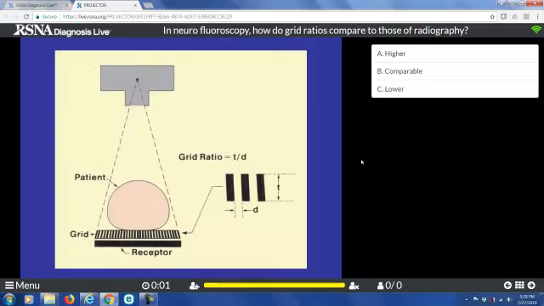In neurofluoroscopy, how do grid ratios compare to those of radiography? Are they higher? Are they comparable, or are they lower? Nice simple answer. Again, what the grid ratio is. Pause your recordings until you have the answer.